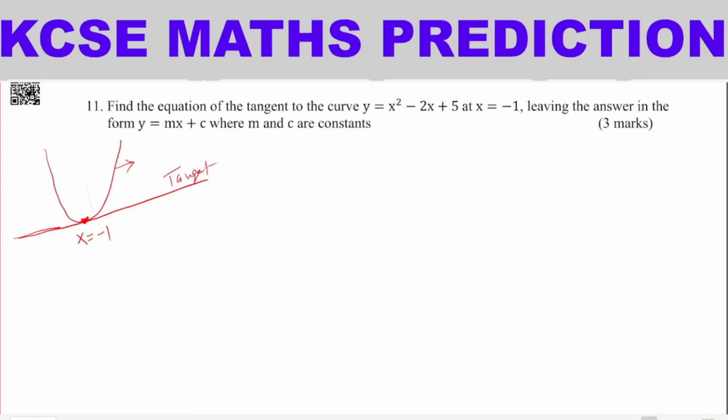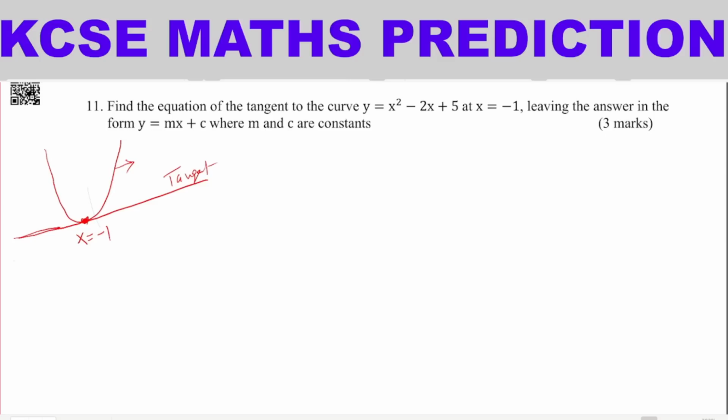So the gradient at this point will be given by the gradient of the curve at that point, that is x = −1. That will give the gradient of the tangent, since that is a point that is common between the tangent and the curve. So once we get the gradient of the curve at that point, that would also be the gradient of the tangent. So how do you get the gradient of the curve at that point?